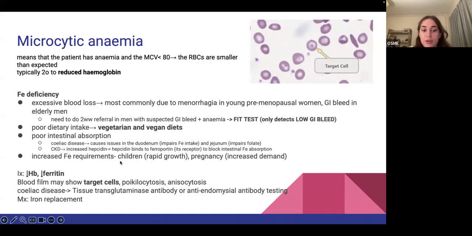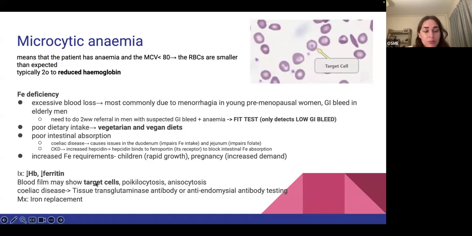So if it's a child with anemia, or if a woman's pregnant, just because there's increased demand of iron and blood, there might be a macrocytic anemia. The key investigation that will tell you it's iron deficiency is not the serum iron being low, but the ferritin. So if the question asks what should you do next following this microcytic anemia, it's ferritin.